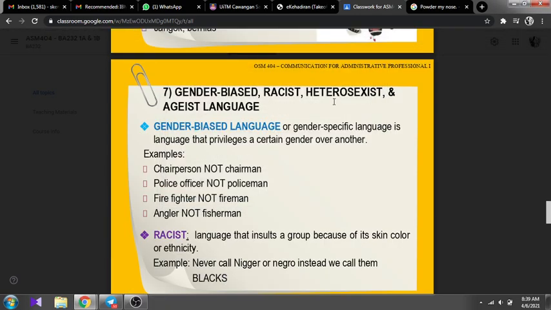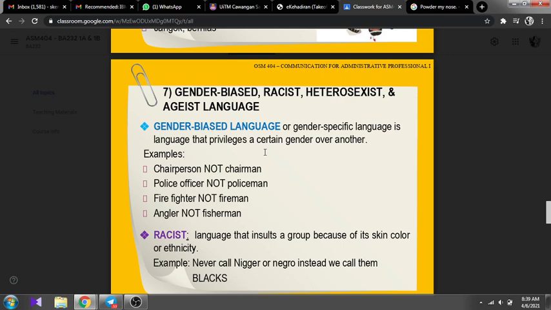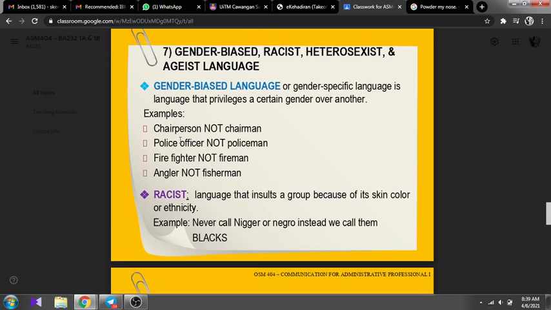Next one is gender bias, racist, heterosexist and ageist language. Gender bias language, or gender specific language, is language that privileges a certain gender over another. Chairperson, not chairman. Police officer, not policeman. As you see, policeman is more towards men, boys. So chairperson and police officer are better words.